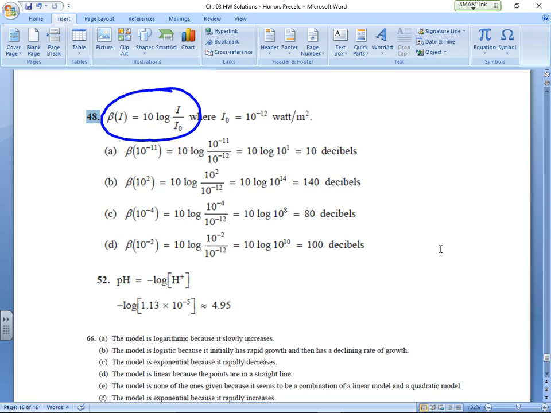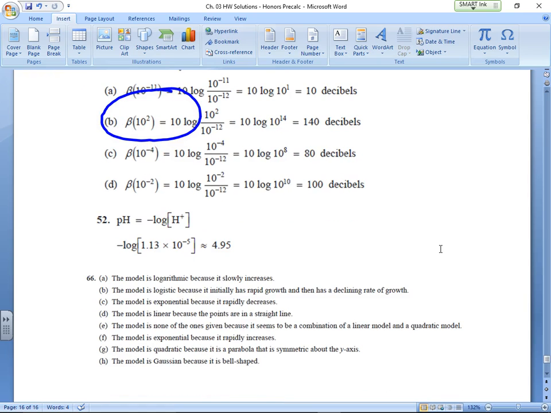Why doesn't it become like in C? Why is it not 18? Because remember, the power comes down, it was 80 before, so you multiply. And then number 52, you can already see the final answer is 4.95.